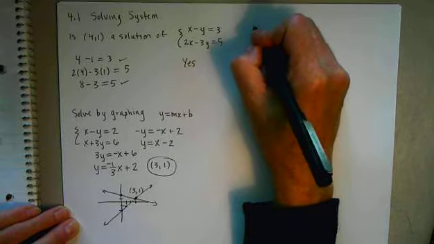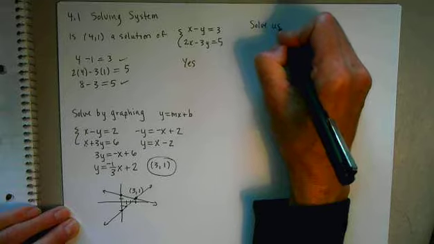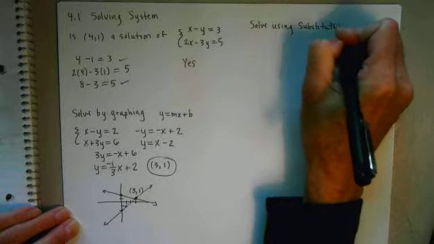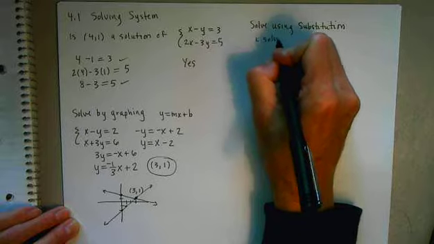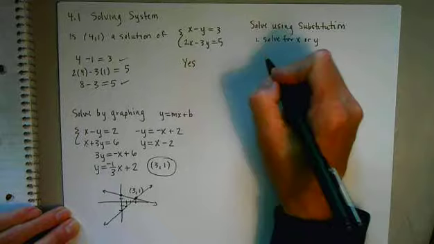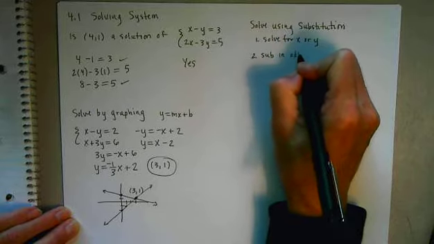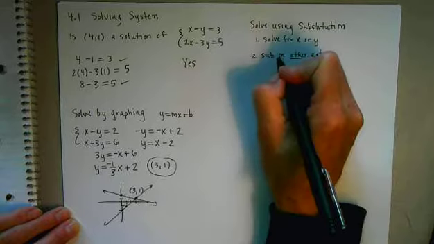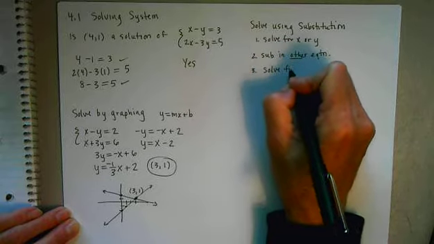Now we're going to solve using what's called the substitution method. Now the substitution method, let's write down the steps. What we're going to do is solve for either x or y, whichever one's easier in either equation. And then we're going to sub that in to the other equation, make sure you don't put it in itself, into the other equation for that variable that you solved for. Then they'll only have one variable, and so you'll solve for that variable.